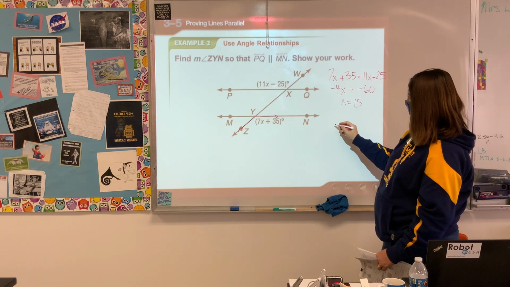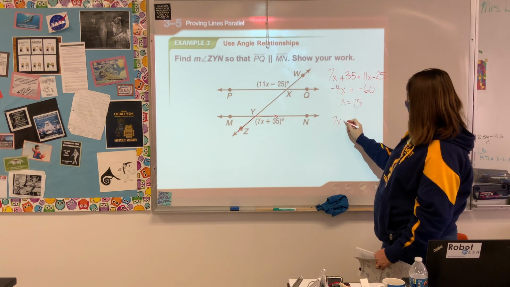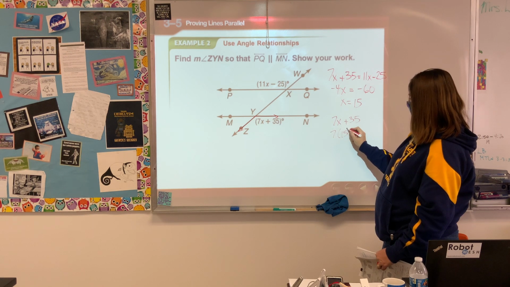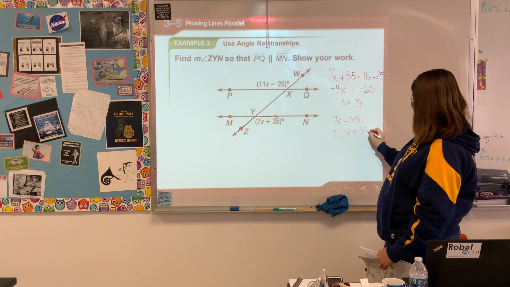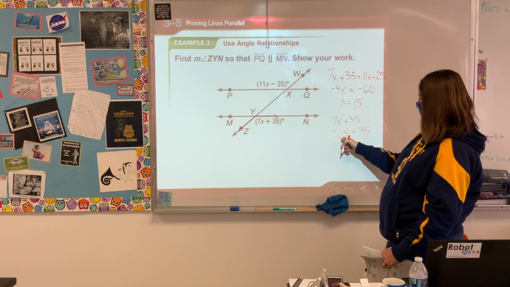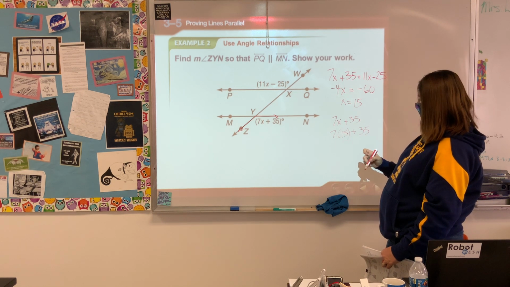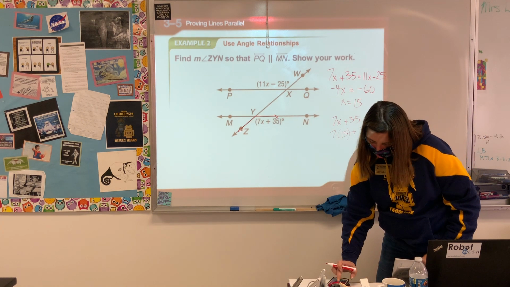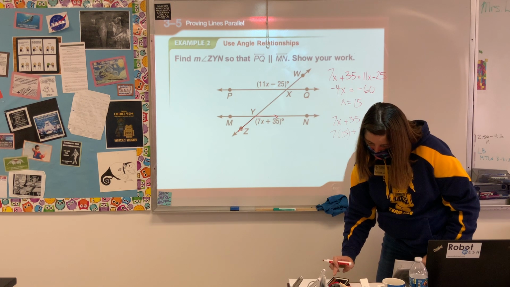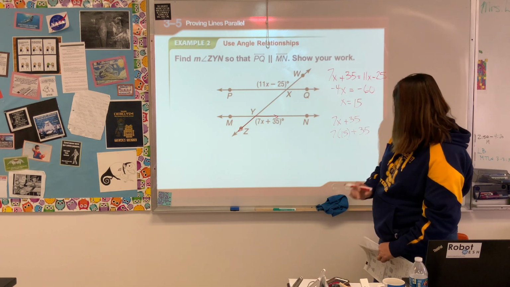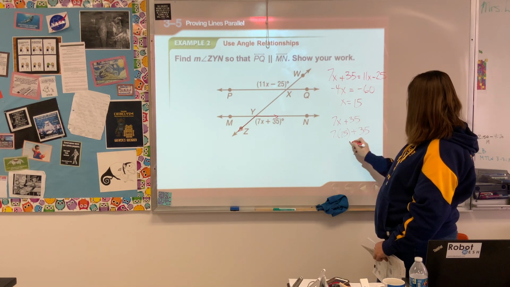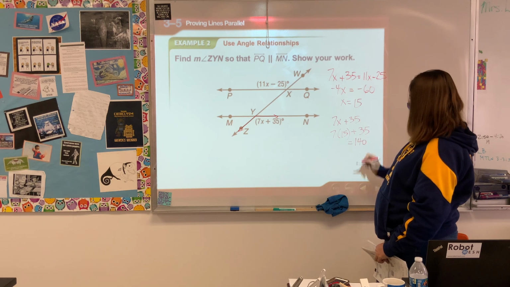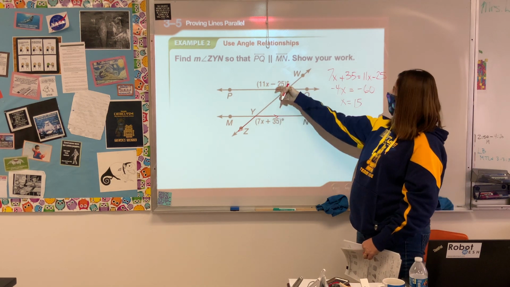Plug that back into this equation: 7 times x plus 35. So that's 7 times 15 plus 35. So that's 95, I believe. 15 times 7 is 105. Tells you how confident I was. Equals 140. So this is 140, this is 140.